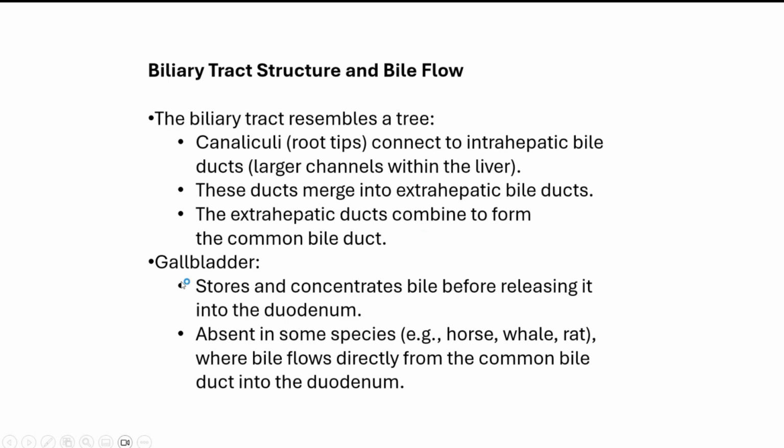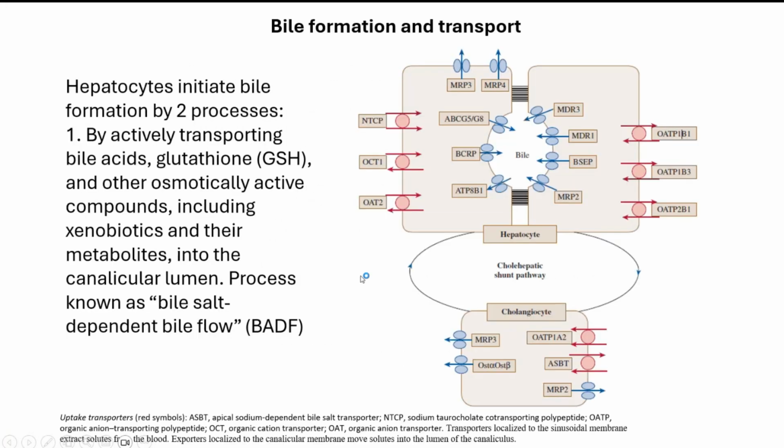Then there is the gallbladder. The gallbladder stores and concentrates bile before releasing it to the duodenum. The gallbladder is absent in some species, for example horse, whale, and rat, where bile flows directly from the common bile duct to the duodenum. So let's look at bile formation and transport.